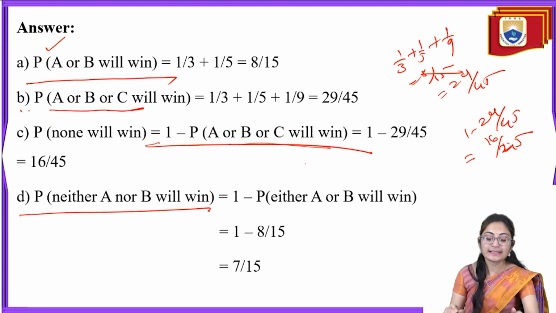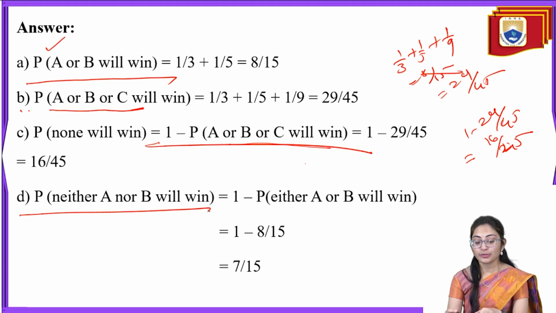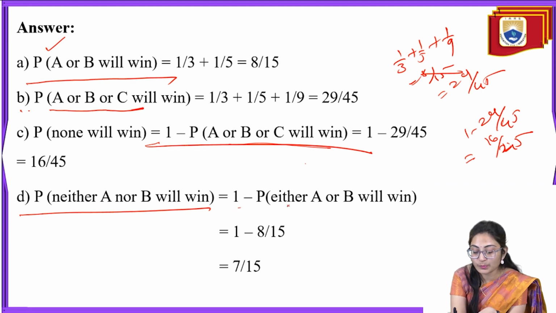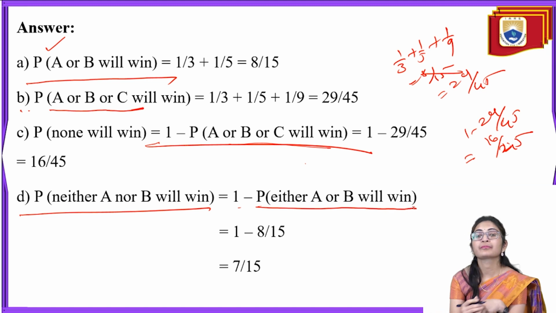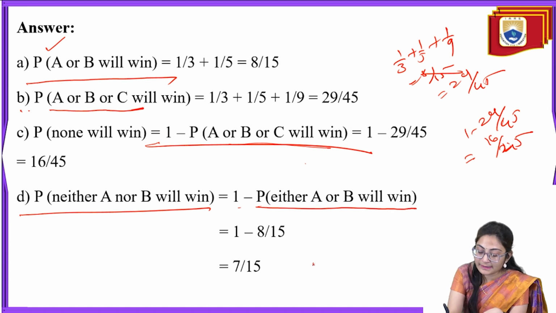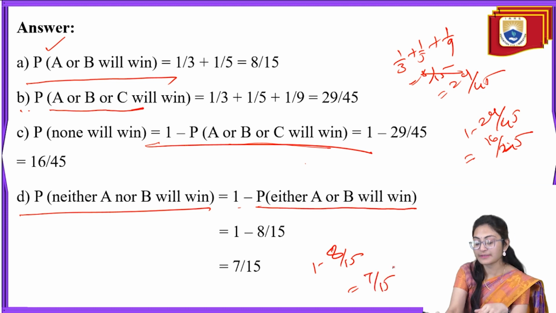Then the probability neither A nor B will win is equal to 1 minus the probability either A or B will win. That is 1 minus 8 by 15, so it is 7 by 15.